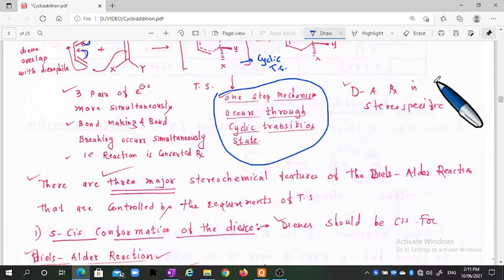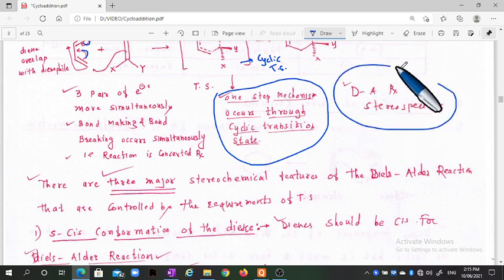The Diels-Alder reaction is a stereospecific reaction. A stereospecific product is obtained, not a percentage-wise mixture of products. It occurs stereospecifically, only one product is formed, that is, it is a stereospecific reaction.